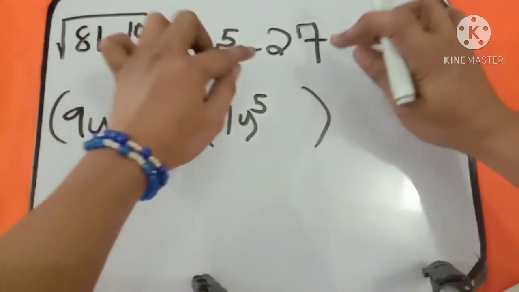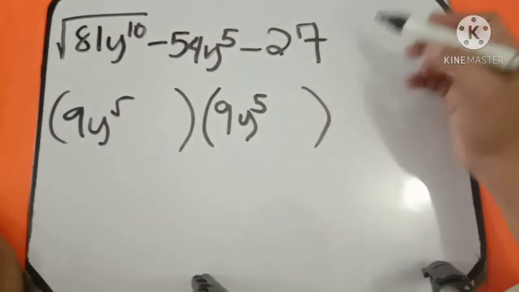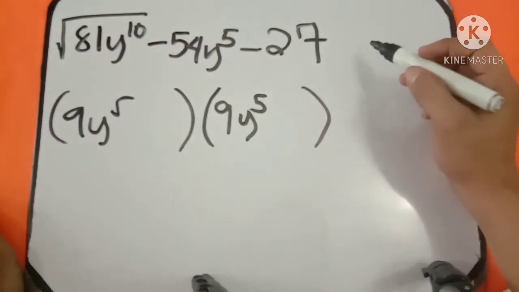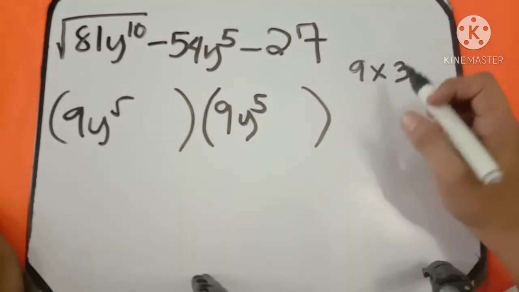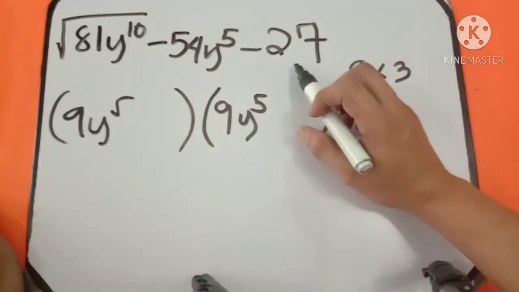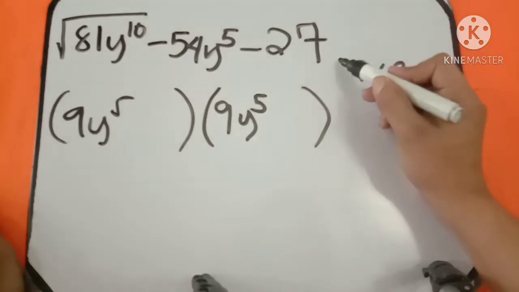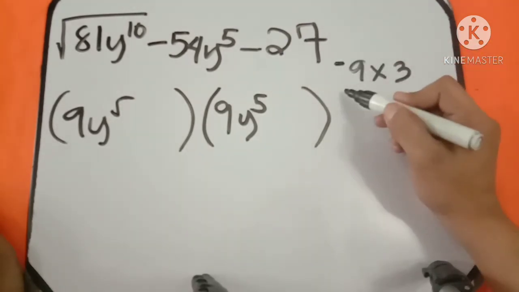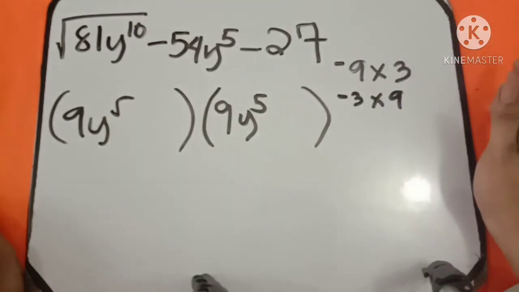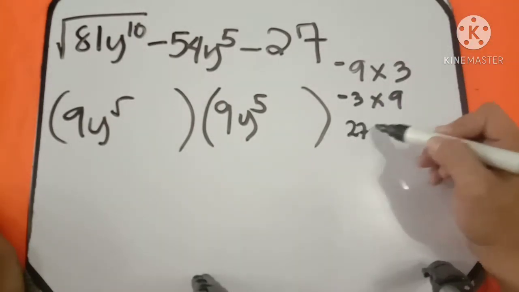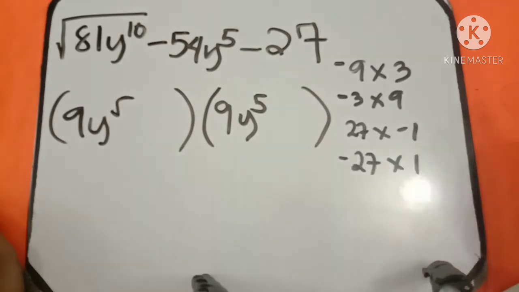So you can use the factor of the constant. The factor of 27 is 9 times 3. Am I right? Since it is negative 27, one of the factors must be negative. So we can say here negative 9 times 3 or negative 3 times 9. They are both negative 27. Then 27 times negative 1 or negative 27 times positive 1.